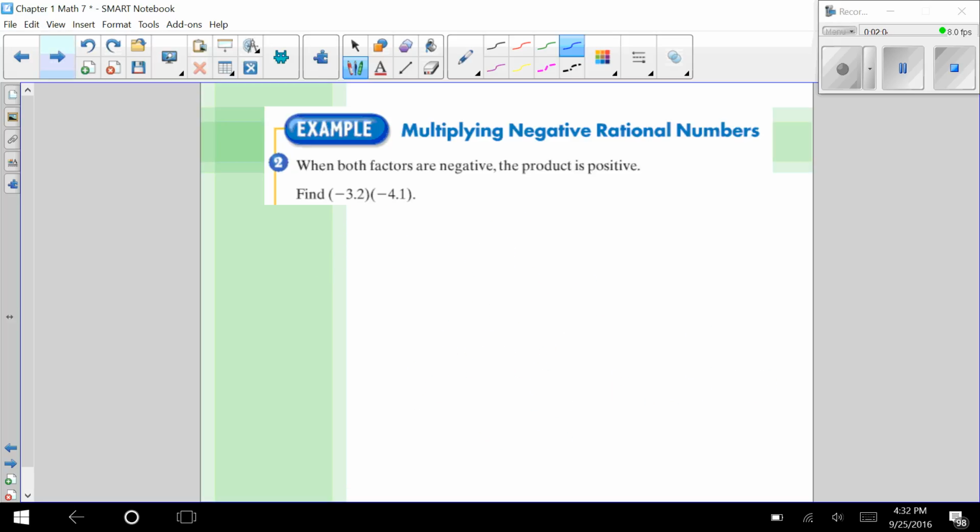Now, if both are negative, the answer is going to be a positive. So let's line up my numbers. These two are the same length, so it doesn't matter which one goes on top. I'm going to multiply as normal. 2 times 1 is 2. 3 times 1 is 3. Insert a 0. 2 times 4 is 8. 3 times 4 is 12.